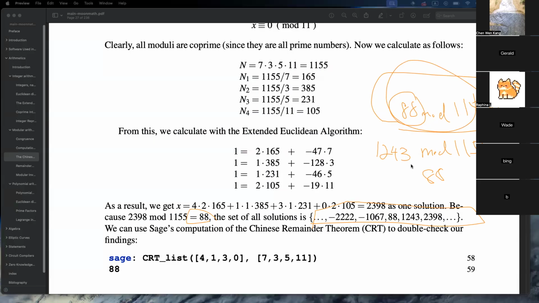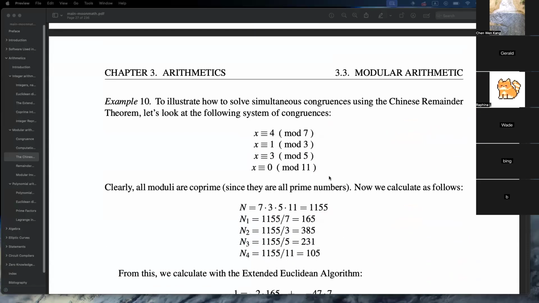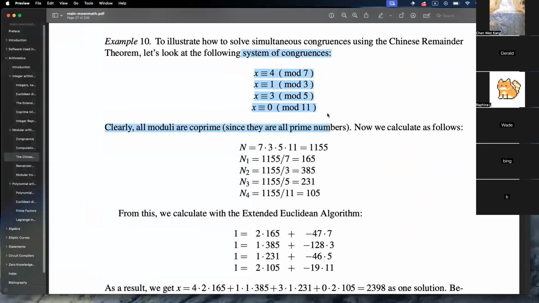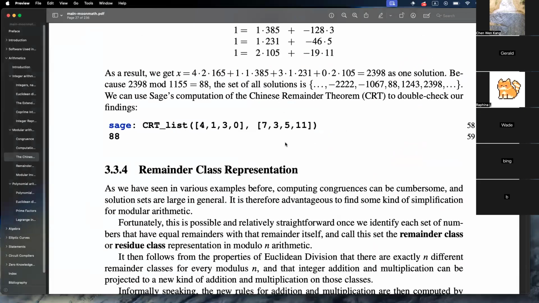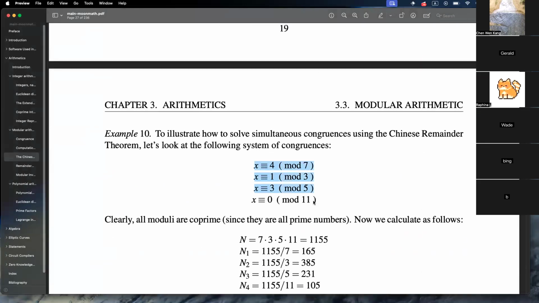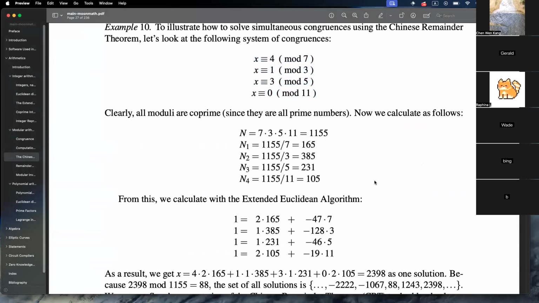So if I understand it right, we can say 88 can be used for all the congruences in the problem at the first, right? The four x's above. Yes, you can say 88 is the answer for this. Yes. So 88 mod 1155 will be the answer to this. Okay, I think that makes it a little clearer now.